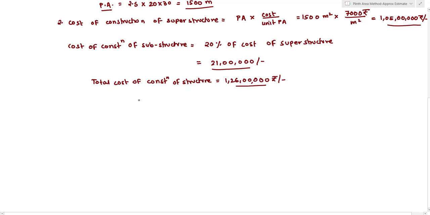So once we have constructed this particular structure, the next thing is we have to provide some services also. So the third step of this particular numerical will be, we have to find out the additional cost for provision of services. So which kind of services will we provide? We will have to provide a water supply system. So water supply service will be there. Then we will have to provide sanitary services. We will have to provide electrification services.